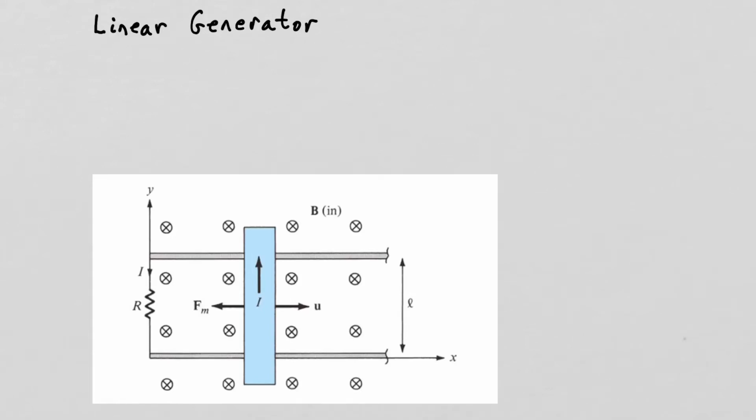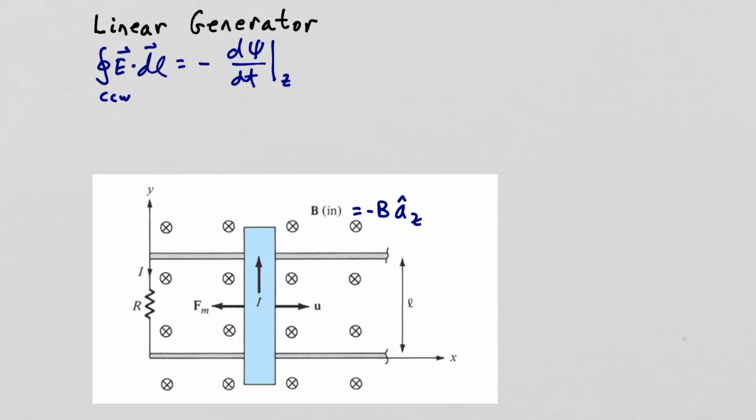Let's use Faraday's law to build a linear generator. So here we have two rails similar to the rail gun, but now we have a resistor across it and a rail that we will pull. The magnetic flux is into the page, into the minus z direction, and it's constant everywhere.